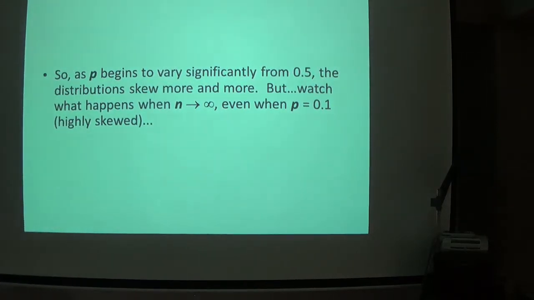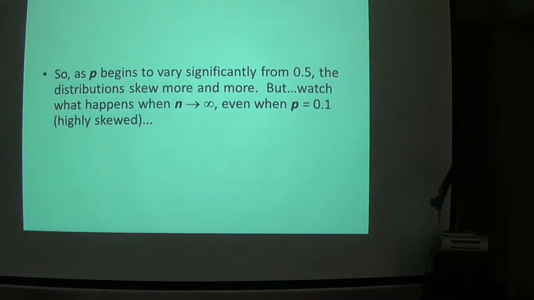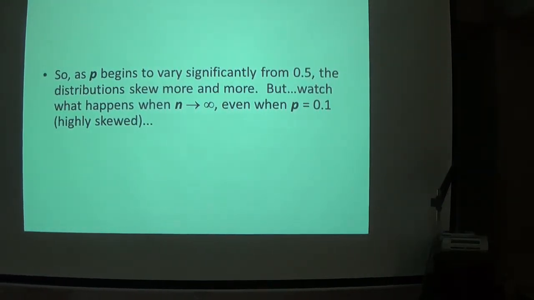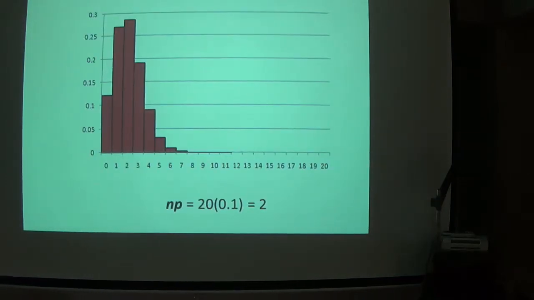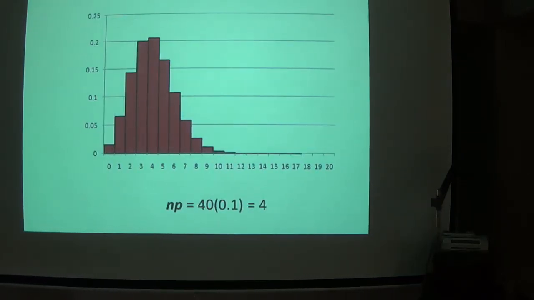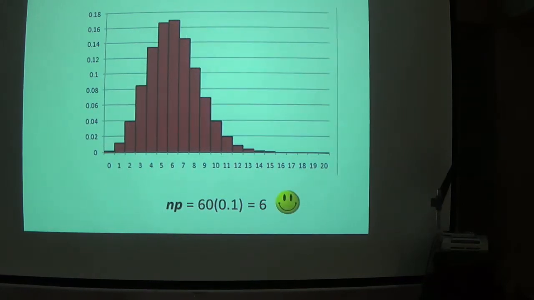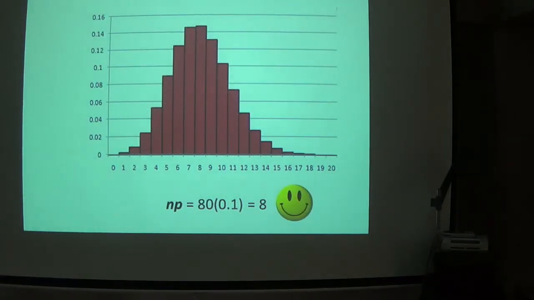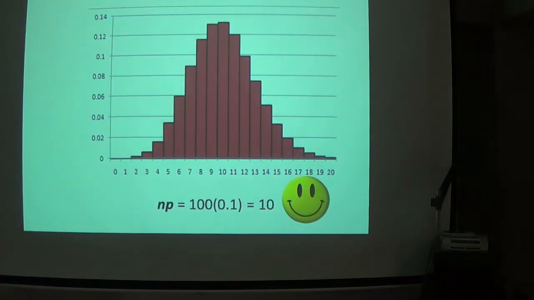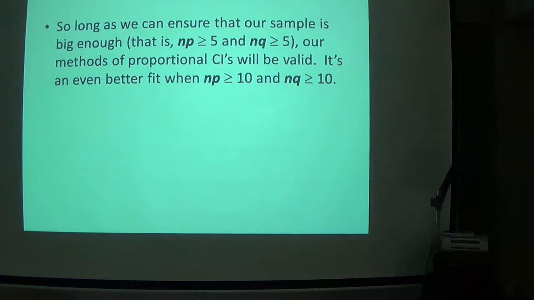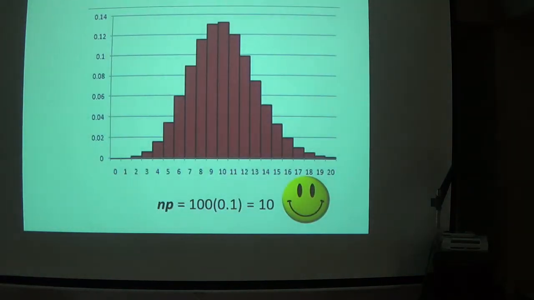But what I'm going to do is start increasing my sample size in that same distribution. So it was 20. Here's 20. Here's 40. Here's 60. What's starting to happen as my sample size gets larger? We're starting to get back to a bell shape.